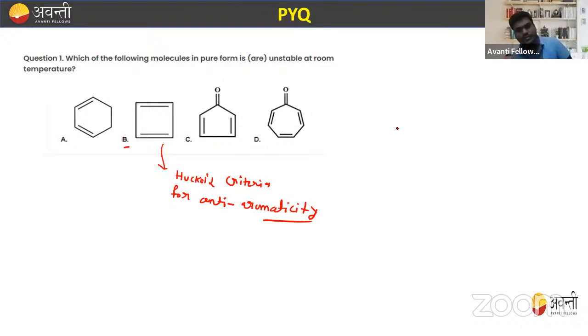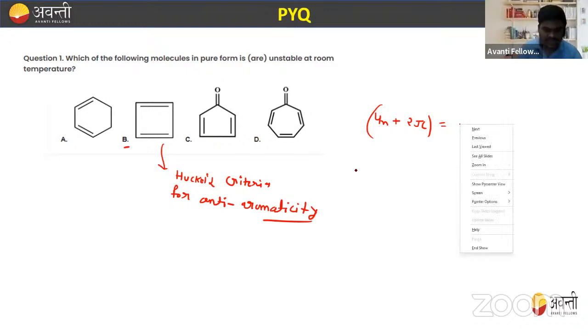So how will you calculate aromaticity? We know that an aromatic system will contain 4n plus 2 pi electrons, where n comes out to be an integer. To determine the number of pi electrons in an aromatic system, we use the formula 4n plus 2. For an anti-aromatic system, the number of pi electrons is 4n. So we can use this.